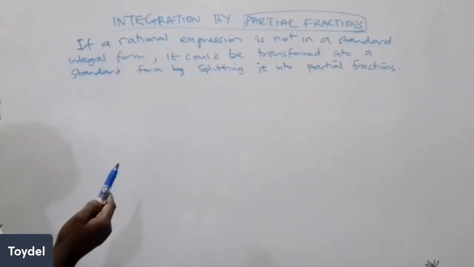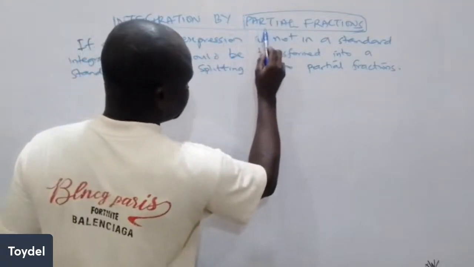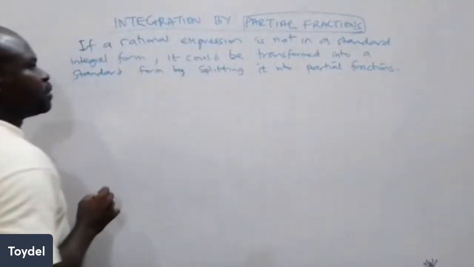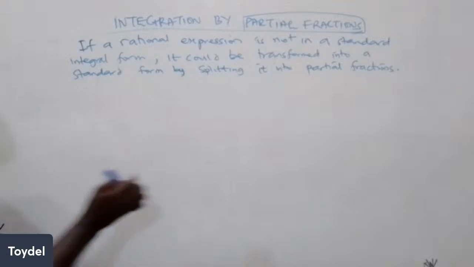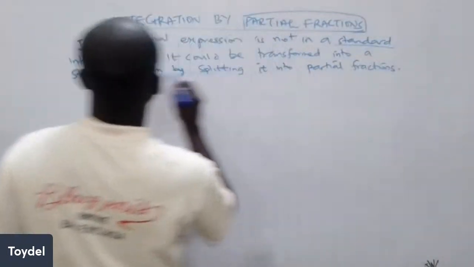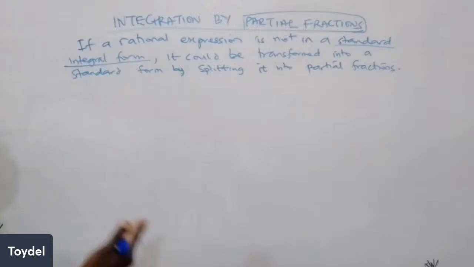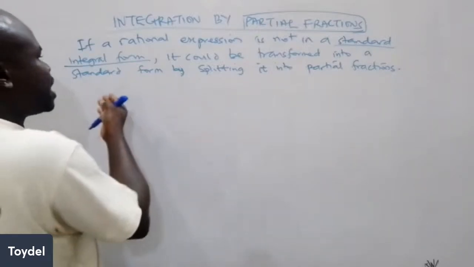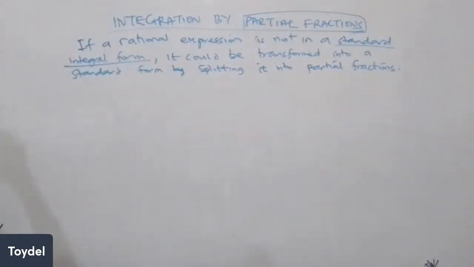Please check, because without knowing how to resolve a compound fraction into partial fractions, you will not be able to solve any problem under integration by partial fractions. Now let's see. If a rational expression is not in standard integral form, then it could be transformed into a standard form by splitting it into partial fractions. That is, when do we apply integration by partial fractions?